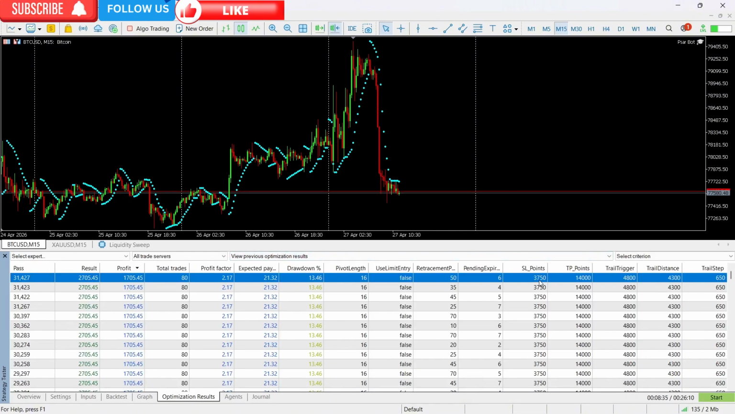So it gives the correct stop loss to use, take profit points, trailing trigger, trailing distance, trailing step. It says here not to use the limit entry. It's giving a pivot length of 16. I just want to show you this actual indicator, or the liquidity sweep, is based off this over here.